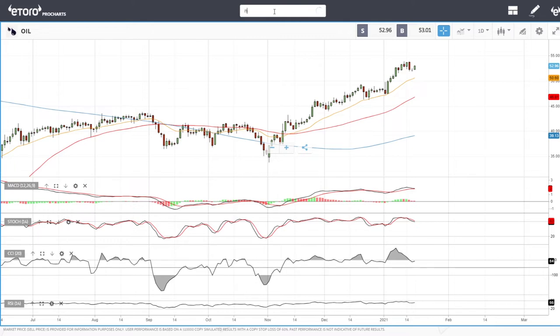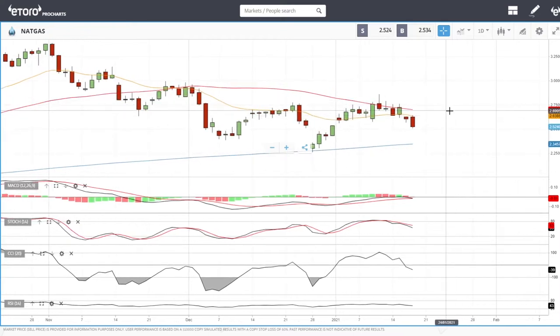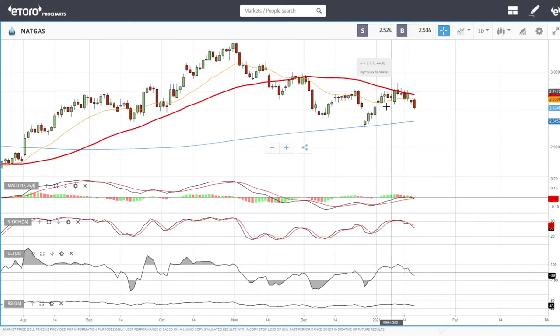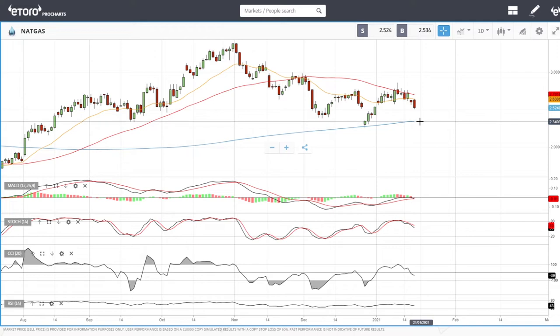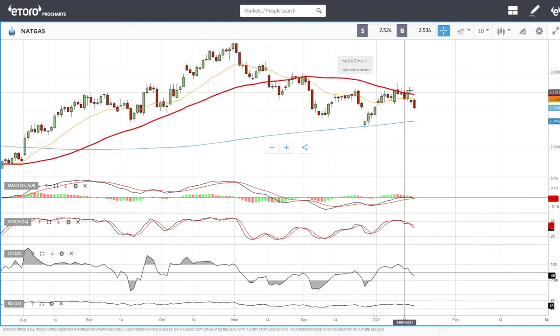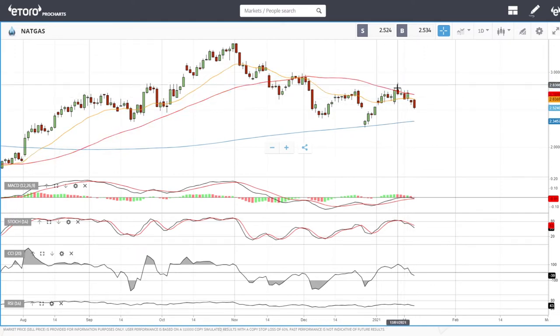So let's look at natural gas. As I said yesterday, I expected us to break down towards the 200 moving average. So this is just a continuation of this move here. Breakdown, rally, breakdown, rally, breakdown, rally. We never really managed to trade above the 50 moving average. We pierced it, and then we just broke down significantly. Now we're trading at 2.5, and next target is roughly 2.345.